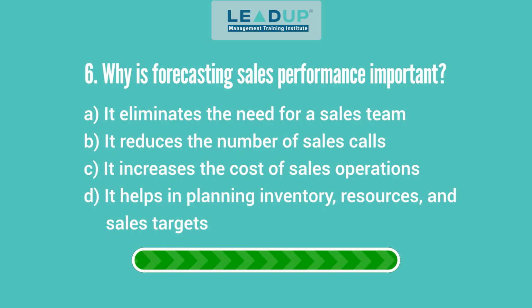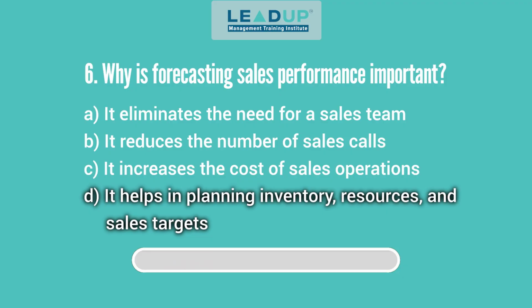Question 6. Why is forecasting sales performance important? A. It eliminates the need for a sales team. B. It reduces the number of sales calls. C. It increases the cost of sales operations. And D. It helps in planning inventory, resources, and sales targets. Answer: it helps in planning inventory, resources, and sales targets.